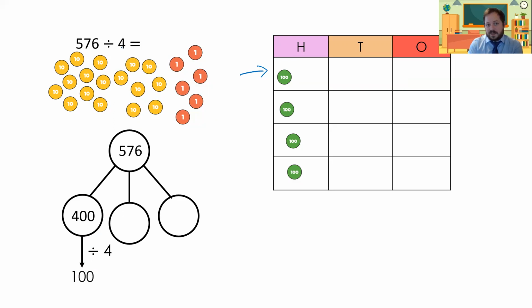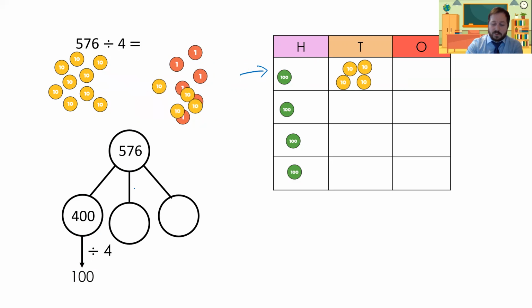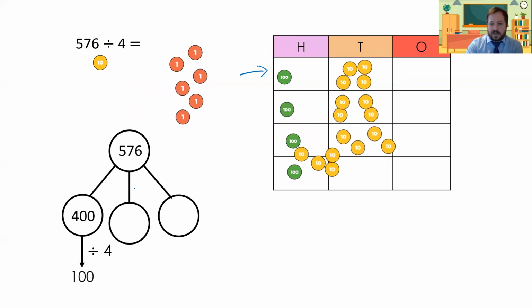Now 17 isn't divisible by 4, but 16 is. So what we can do is 16 divided by 4 is 4, so we put 4 into each of our sections here, and we're left with 1. 17 divided by 4 is 4 remainder 1.